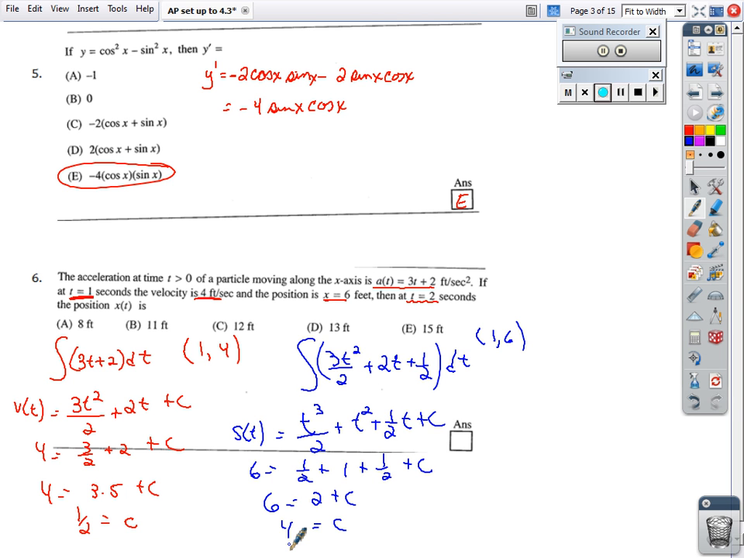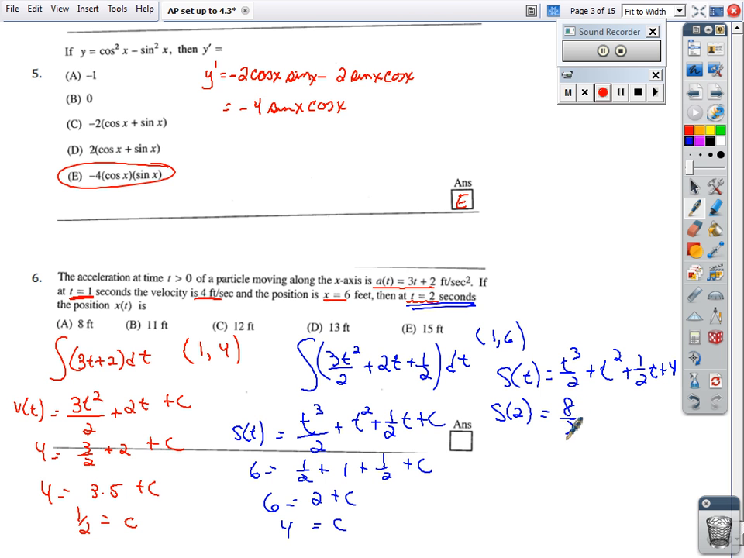And now our position function is going to be t cubed over 2 plus t squared. Whoops, it's kind of messy. Let me erase that. Plus t squared plus 1 half t plus 4. And now I want to know what it is at 2 seconds. So we're going to plug in 2 for t. So I'm doing s sub 2.